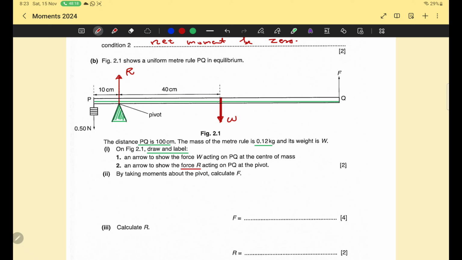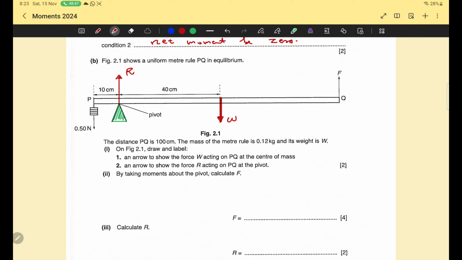Actually, reaction force is a contact force. When the ruler makes contact with the pivot, the pivot provides a reaction force. So whenever any object makes contact with anybody, this contact reaction force is produced, and in this example the reaction force R is acting in the upward direction. Okay, and now we are solving the question.